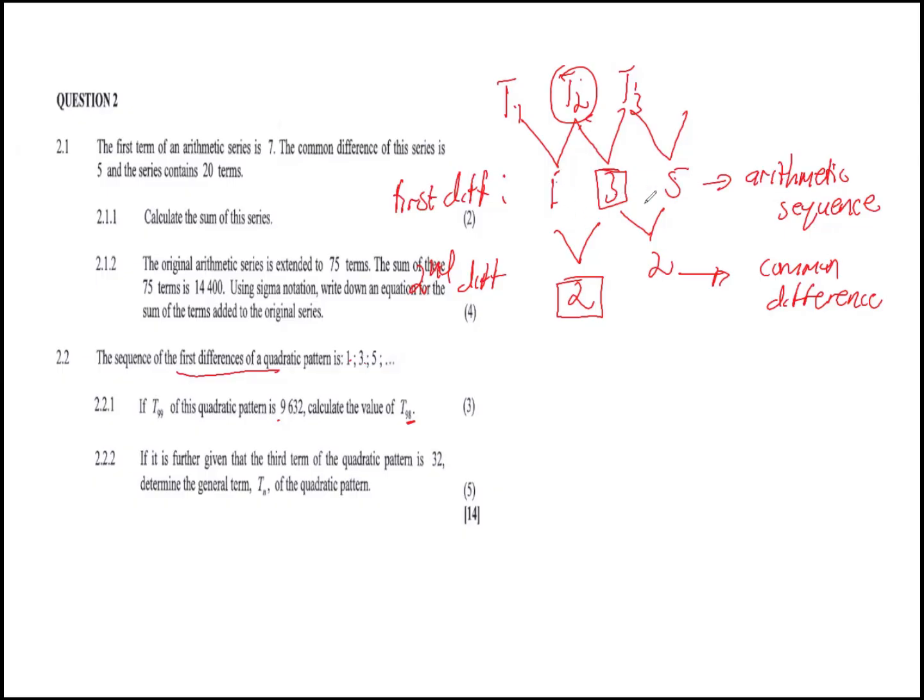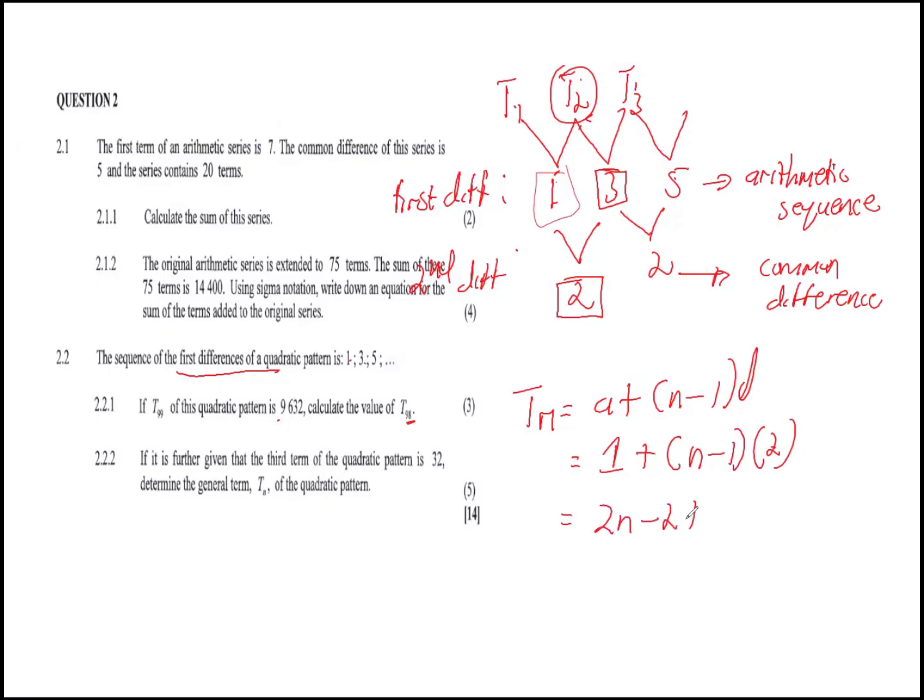So this is 1, 3, and then 5. Now we want to take this as the common difference. This now will become our value here, so this will be the first value. That means we are going to have Tn equals A plus N minus 1, and then D. Our A value is 1. And then we have N minus 1, and our D value is 2. So this is 2N minus 2, and then plus 1. Then our Tn will be equal to 2N minus 1, right?